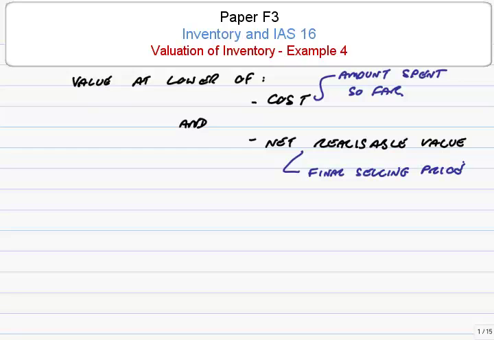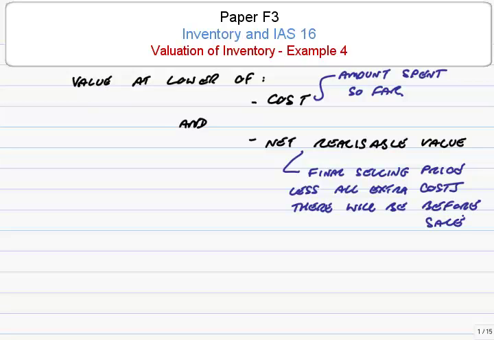But, being slightly more precise, it's the final selling price less all extra costs there will be before we sell it. And there are two types of costs that could be. One is simply selling costs. Perhaps we intend to sell something for $20. However, when we sell it, we have to pack it, and that costs $2. Well, the net realizable value would be the $20 we sell it for less the $2 selling costs.